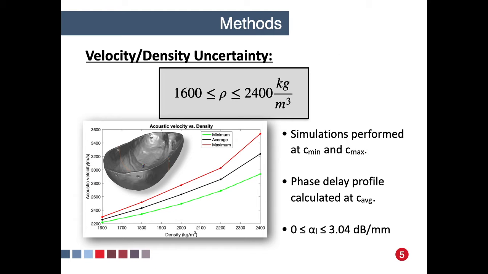First, to examine how much the focalization quality is affected by the variation between different models relating the density and the acoustic velocity, we determined the maximum and minimum speed of sound predicted across all models at 5 different density values. We then performed simulations using these values for the skull, but with a transducer phase delay profile calculated based on the average velocity. And then we quantified the errors in the maximum amplitude and peak position relative to the results obtained from simulations using the average velocity.